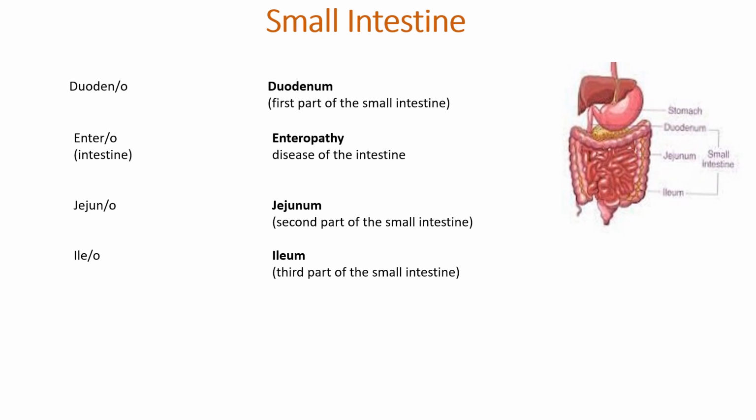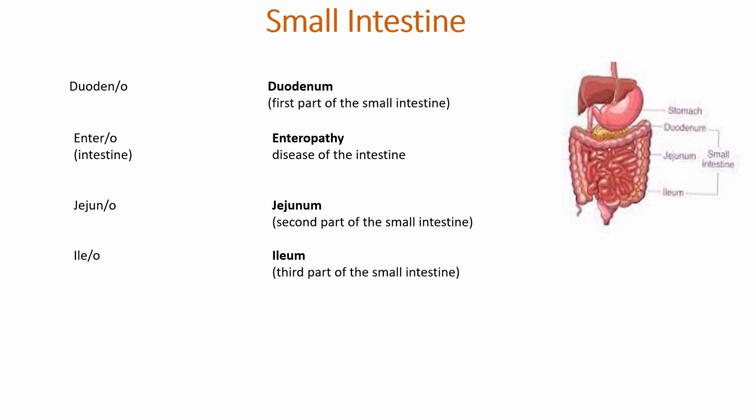Next, we have entero. Entero in the digestive system means intestine. And the medical term enteropathy is defined as disease of the intestine. Jejunal is defined as the jejunum, and the jejunum is the second part of the small intestine.